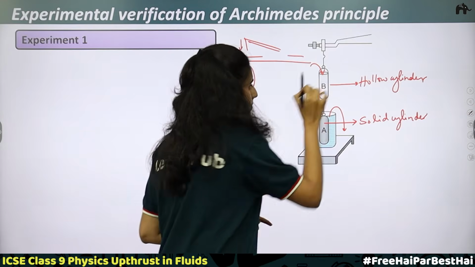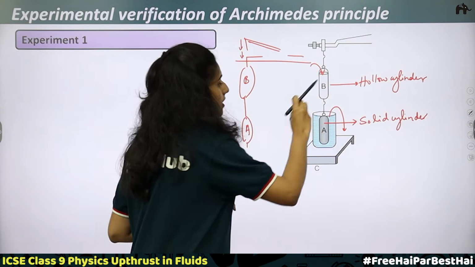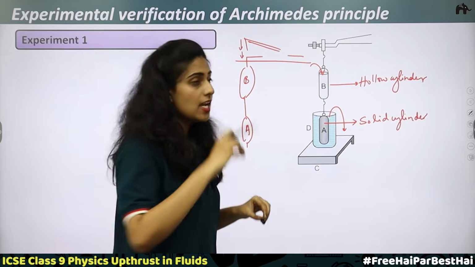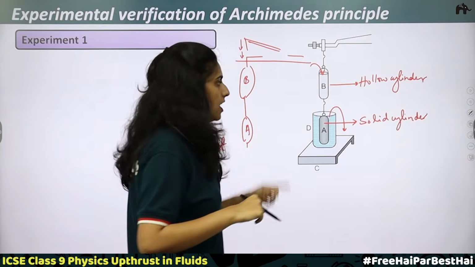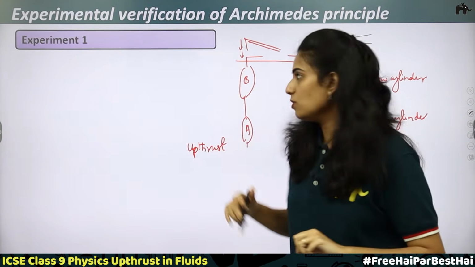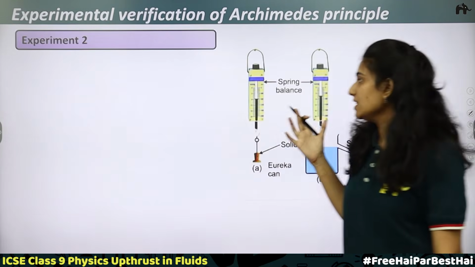Inside B. So here what do we understand? The buoyant force, or the upthrust, and the weight of the water that is displaced are equal. Yes, so this is the first experiment to verify Archimedes Principle. Clear? Now here you have the second experiment.